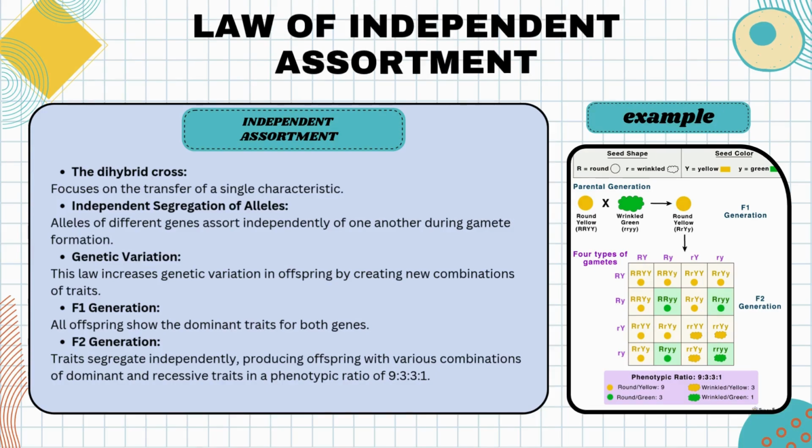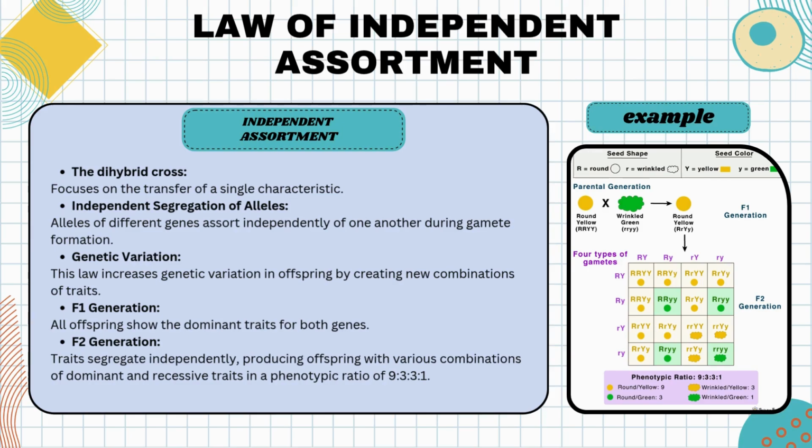Lastly, I will explain our last of Mendel's laws, which is the law of independent assortment. The law of independent assortment states the genes for different traits are inherited independently of each other during gamete formation. This involves dihybrid crosses, unlike monohybrid crosses, which focus on the transfer of a single characteristic. The law increases the genetic variation in the offspring.